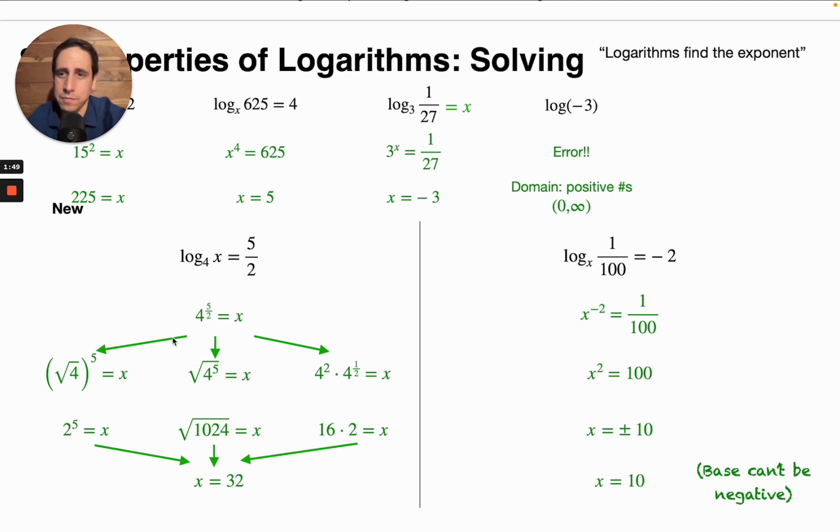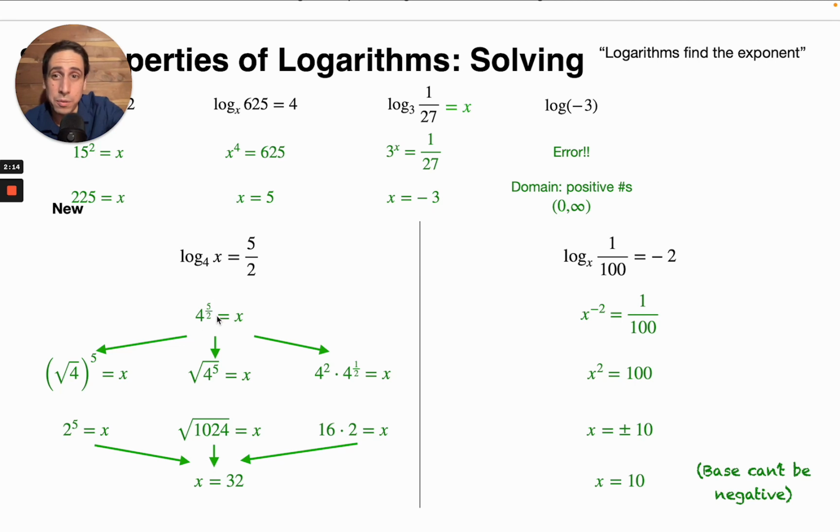You can say that the 2 in the denominator means a square root. What kind of radical is a square root? And so therefore, you can have the square root of 4 and then raised to the 5th power. I think this is my favorite because the numbers stay low. You take the square root of 4, it's 2, and 2 times itself 5 times is 32.